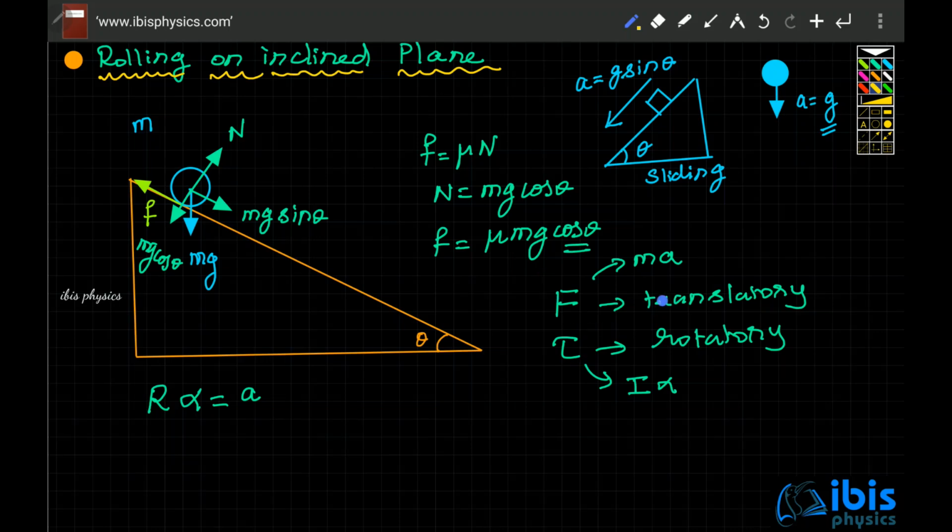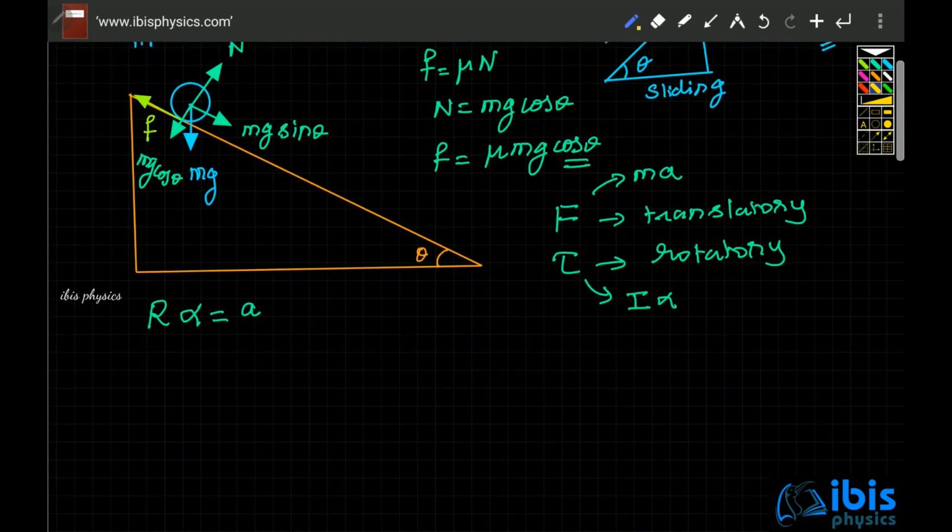So one is force causes translatory motion. The force is unbalanced here. So mg sin theta is acting downwards, whereas f is acting upwards, but still the object is going downwards. As it is rolling, it is going downwards, so mg sin theta must be greater than f. In such a case, one equation we will be writing for force, the other equation we will be writing for torque. But we know that torque is also equal to force into perpendicular distance.